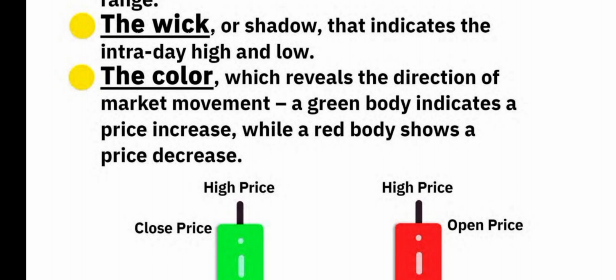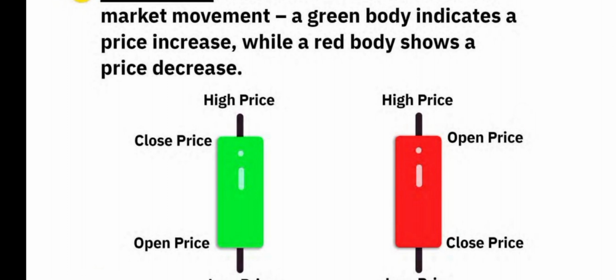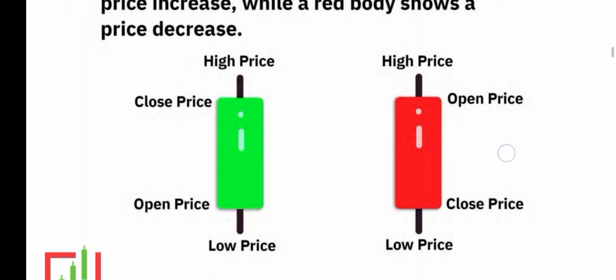However, this color does not matter most, because you can actually as a person switch to any color you want. But what matters is that you ensure that you have two colors. One should indicate uptrend, and one should indicate downtrend. Are you getting me? So this is the candle body.